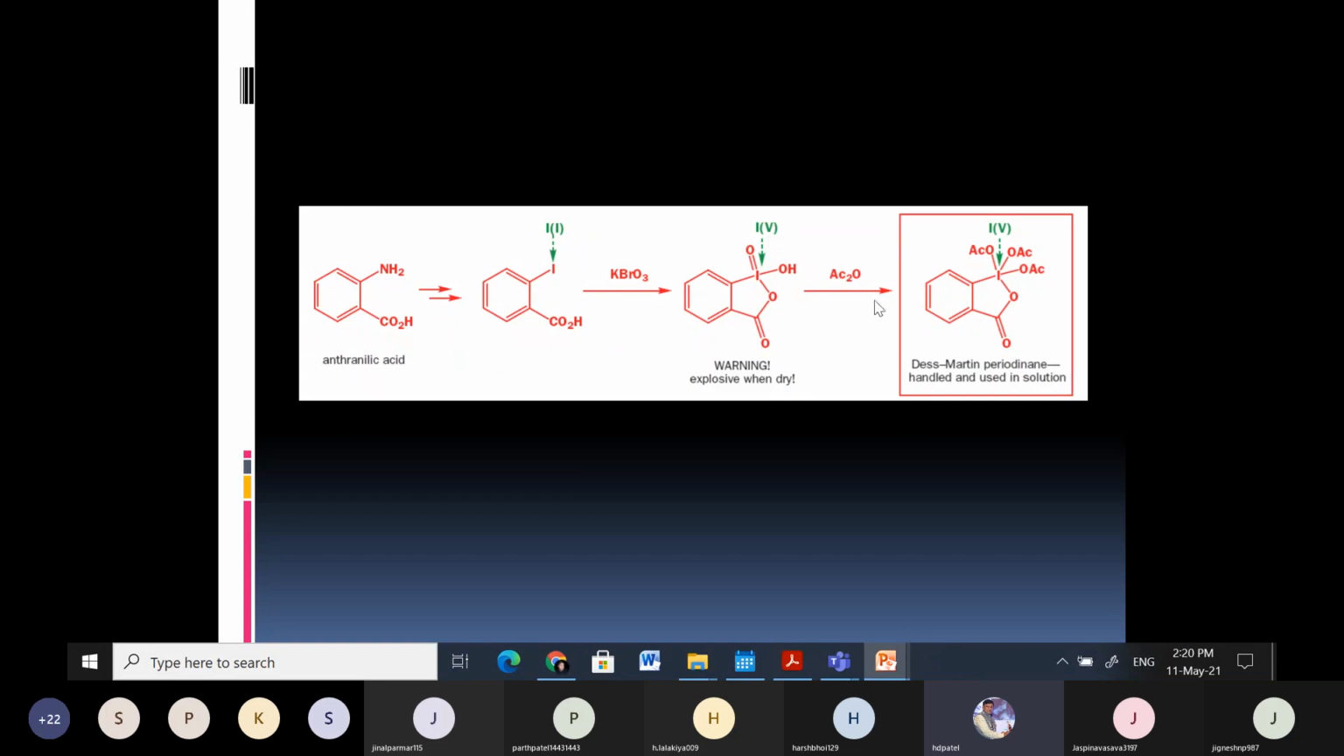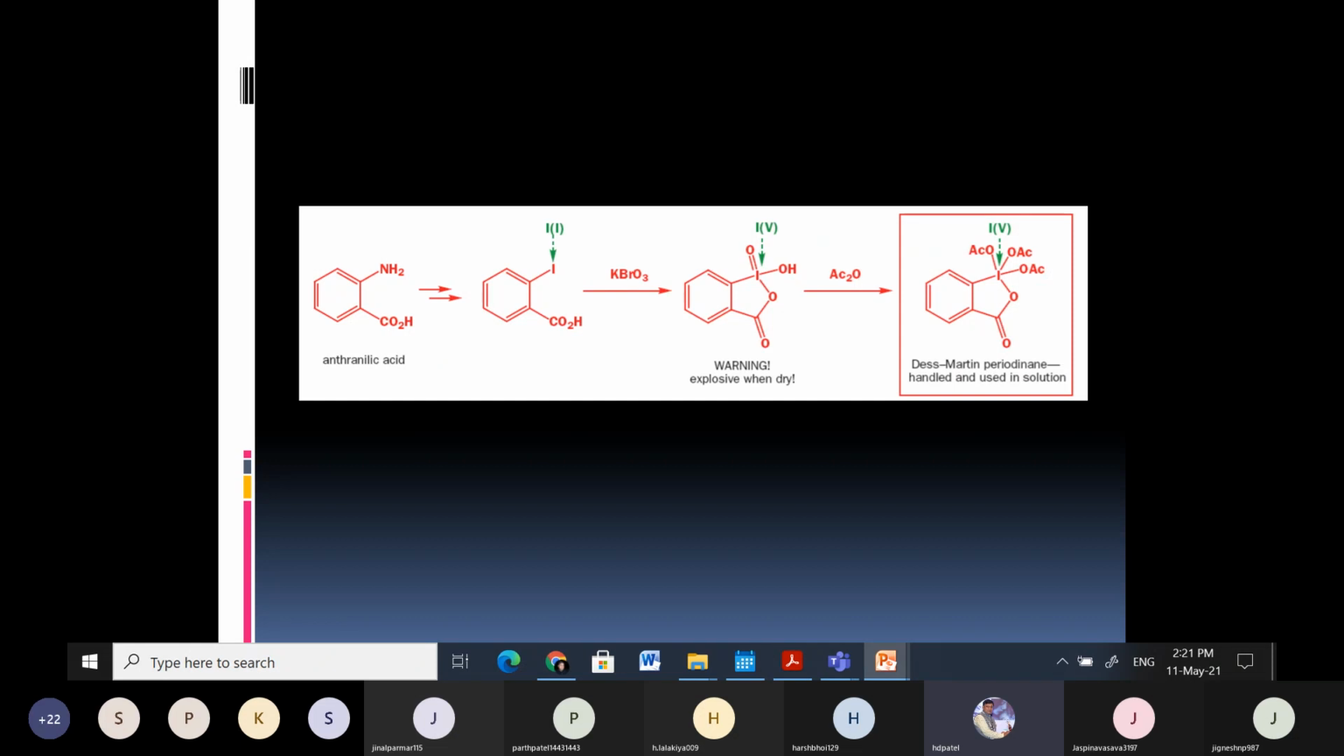This iodobenzoic acid, by treatment with KBrO3, will convert into IBX. It is the name of a compound, but IBX is known as an explosive material if it is in dry form. So immediately we have to introduce acetic anhydride for the acetylation reaction. When we carry out the acetylation reaction, we get the compound whose name is DMP, Dess-Martin periodinane.